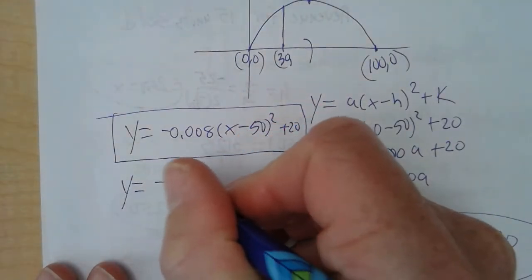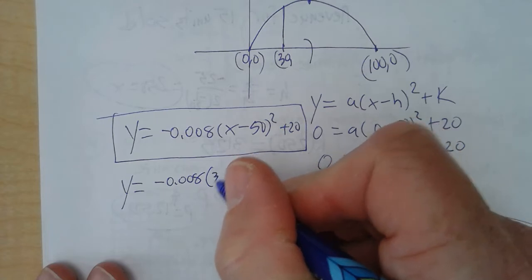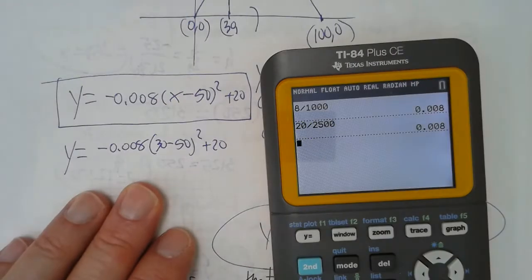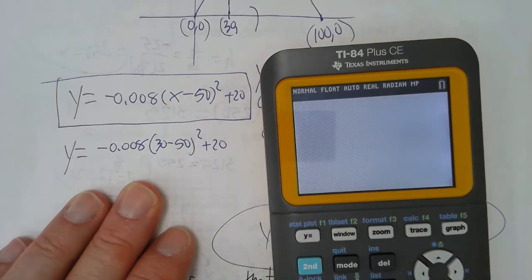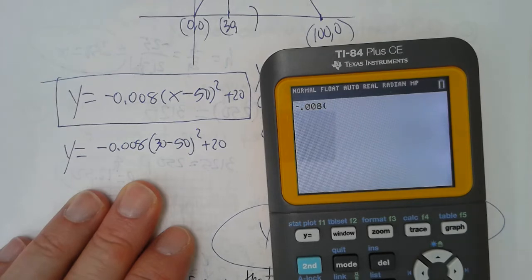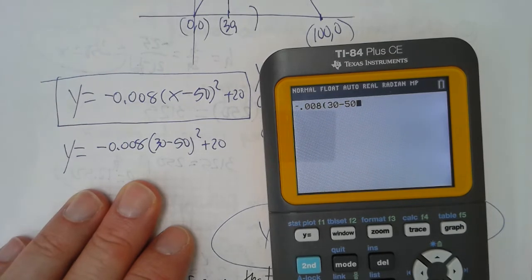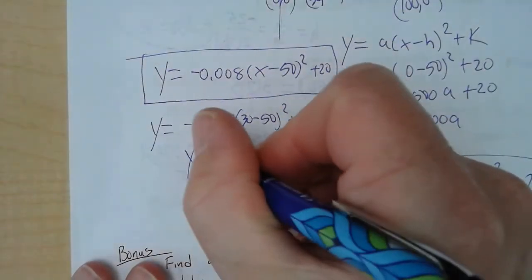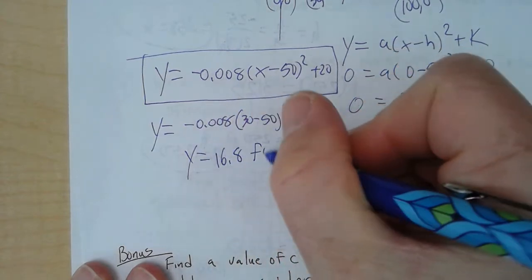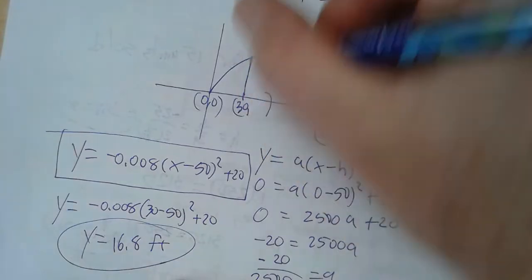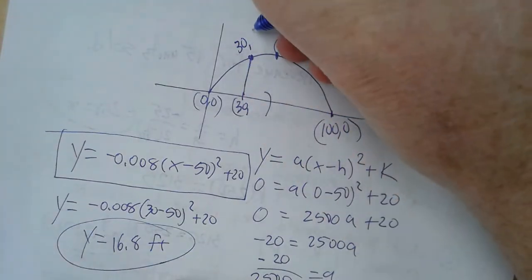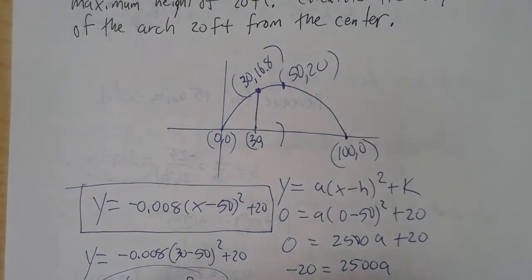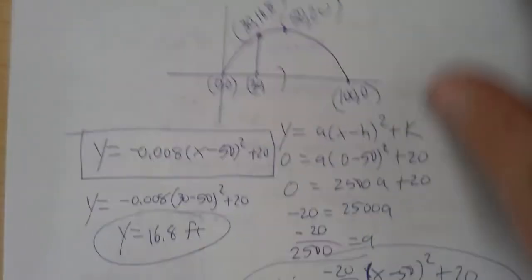So y is equal to negative 0.008 times (30 minus 50) squared plus 20. So I type that in, and it'd be negative 0.008 times the quantity 30 minus 50, quantity squared, plus 20, which is 16.8. So y is 16.8 feet. If I go over to 30, I'd be up 16.8 feet. If I'm at 50 in the center, I'm up 20 feet. So it's an upside down parabolic arch.